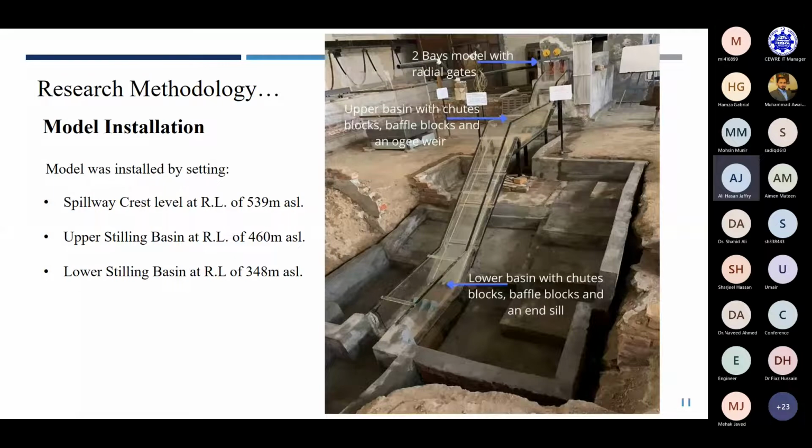This is my physical model, which I have constructed and installed with the help of official professionals from the Nandipur Hydraulic Research Center. This is the model we have constructed in our empty hall in the CEWRE. First, the model was installed with the spillway crest level at 539 meter ASL. Then the upper stilling basin reduced level was installed at 460 meter ASL, and the lower stilling basin at 348 meter ASL was installed in the model. Then a downside channel was also constructed to maintain the river water level.